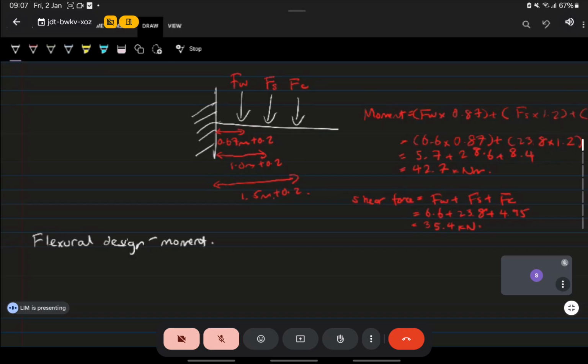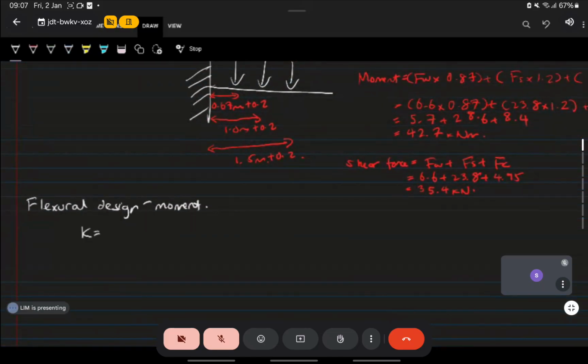For moment flexure, how do you start? You always start with this formula, K equals M over b d squared fck. If you look back at the beam design, the flexural calculation part, bending, you always start with this formula first. So moment is 42.7 kilonewton meter. We have to convert to newton millimeter, so times 10 to the power 6.